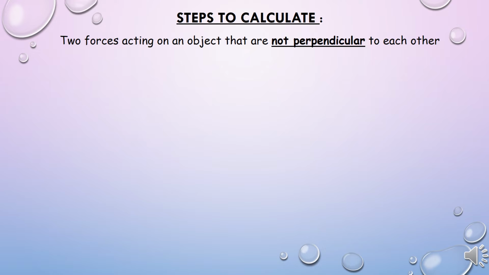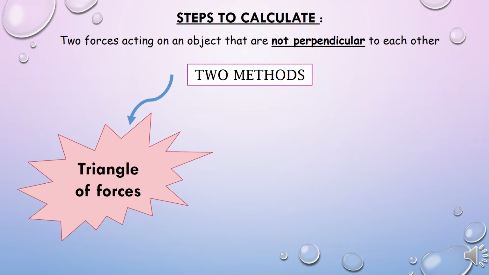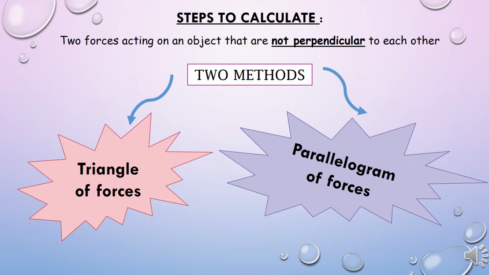Next, how to calculate resultant force when the forces are not perpendicular to each other. There are two methods that we can use. The first one is by using the triangle of forces method. And the second one is by using the parallelogram of forces method.